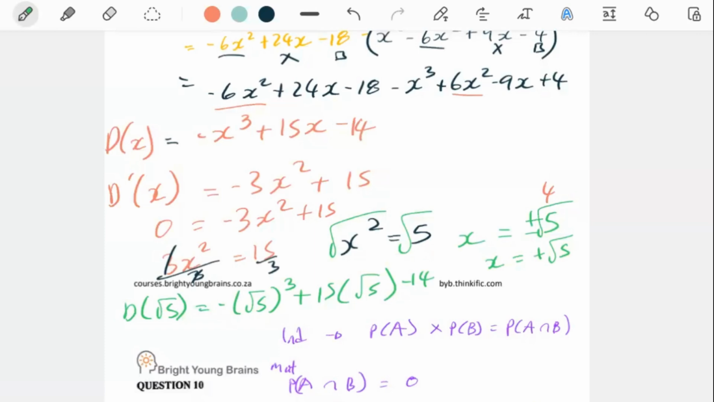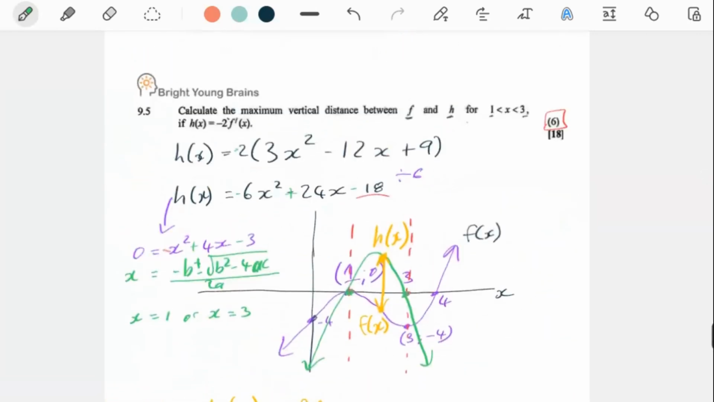Times -1. So putting this in the calculator, let's see what we get here. Plus 15 square root of 5, close bracket, minus 14. This is giving us the answer 8.36. So that's an interesting answer, but that's what we're getting for this 6-mark question.